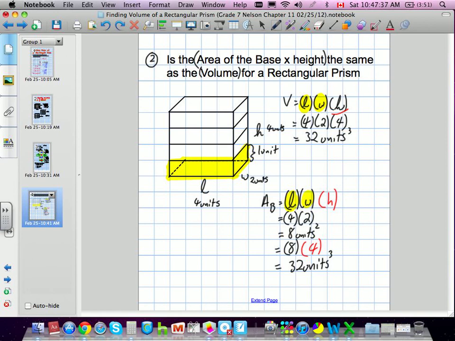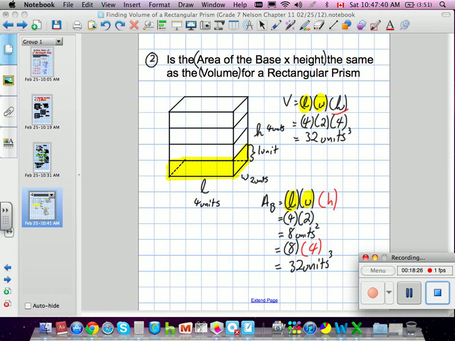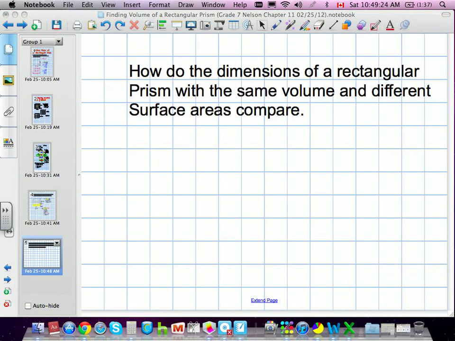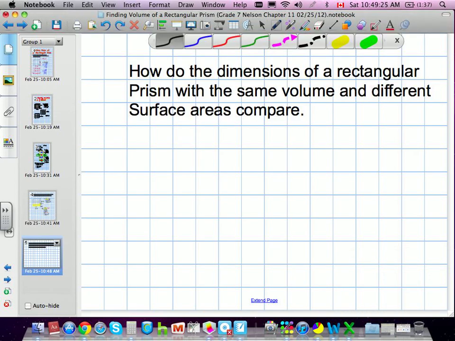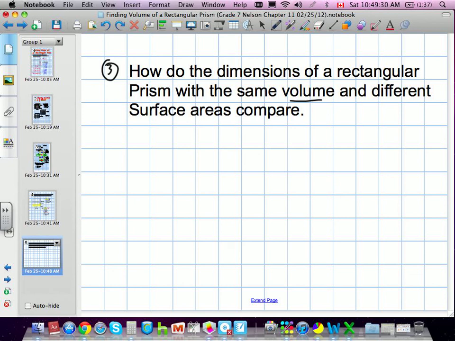So whether we find the base and then multiply the height, or we just multiply length times width times height, we get the exact same thing. So the last question we're going to look at here is, say, 3. How do the dimensions of a rectangular prism compare, so 2 rectangular prisms with the same volume, but they have different surface areas, how do they compare?